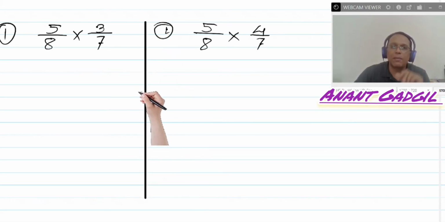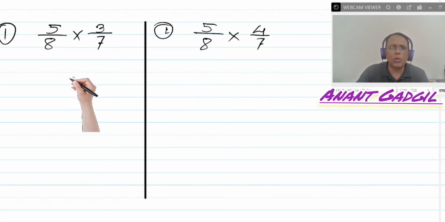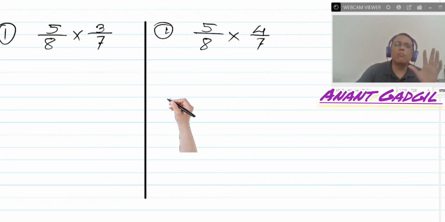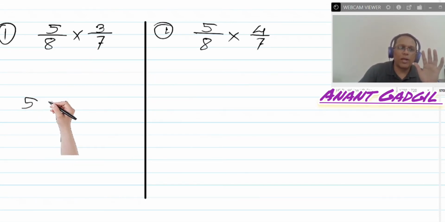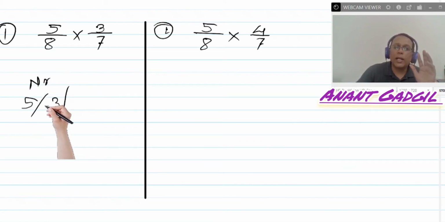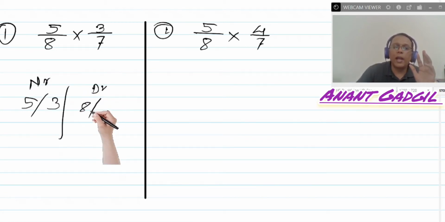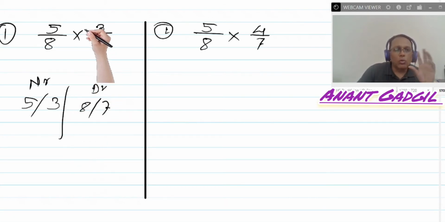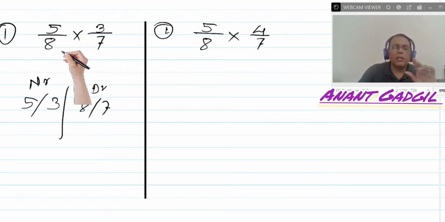them simultaneously is, in the first question you can see, what are the numbers in the numerator? 5 and 3. These are the numbers in the numerator, right? What are the numbers in the denominator? 8 and 7. So you have to see whether in any two numbers, one has to be in the numerator, one has to be in the denominator. If they are divisible by the same number, then you have to divide them by the greatest same number.